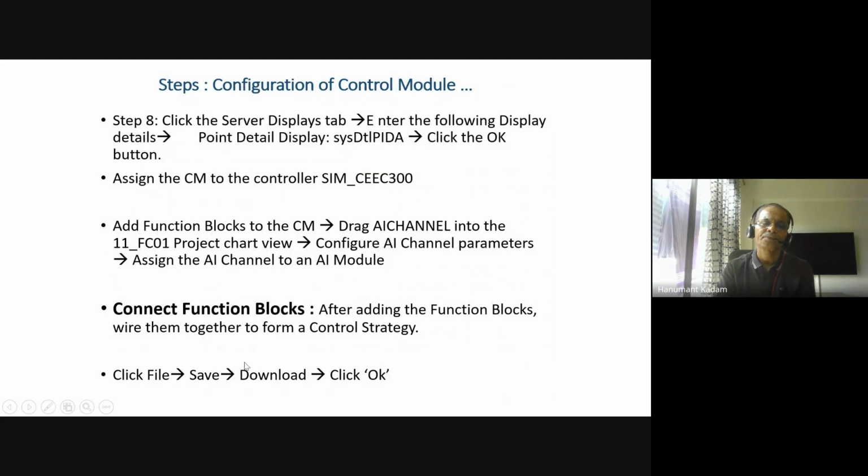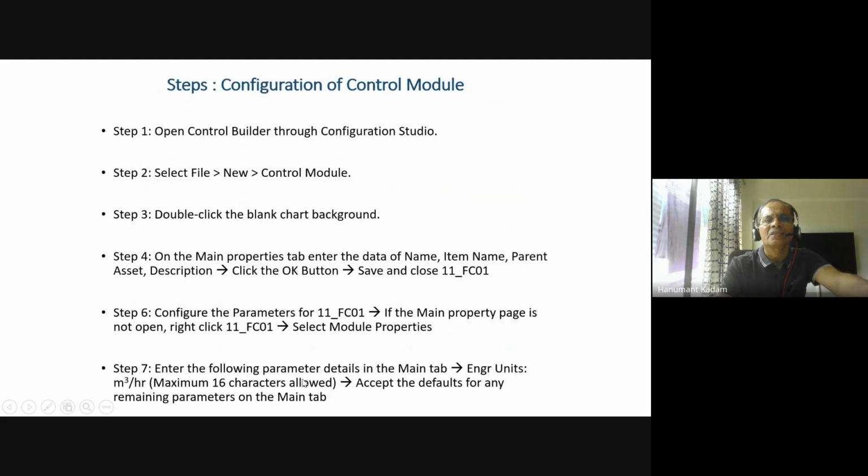So you have done this, and then click file, save, download, and click OK. So this is the last stage. You click file, save, download, and OK. So these are the steps in configuring the control module, but it requires hands-on training. As I told, either at the companies where you are, they show you actually in simulation mode, or you can join the programs.